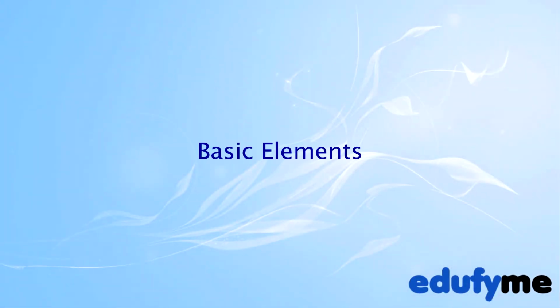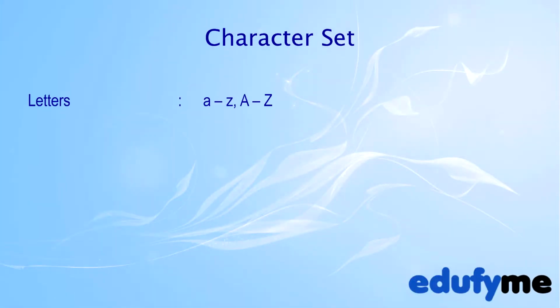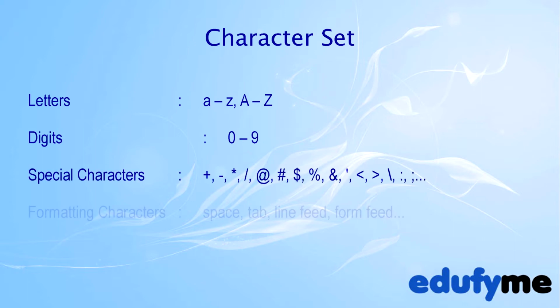Let us start with basic elements of C++ language. We have been programming in C++ for a while now, and now we are in a position to appreciate the basic elements that make up the C++ language. The character set of C++ language is made up of letters, digits, special characters, and formatting characters. Other than these, C++ does not recognize any other characters.